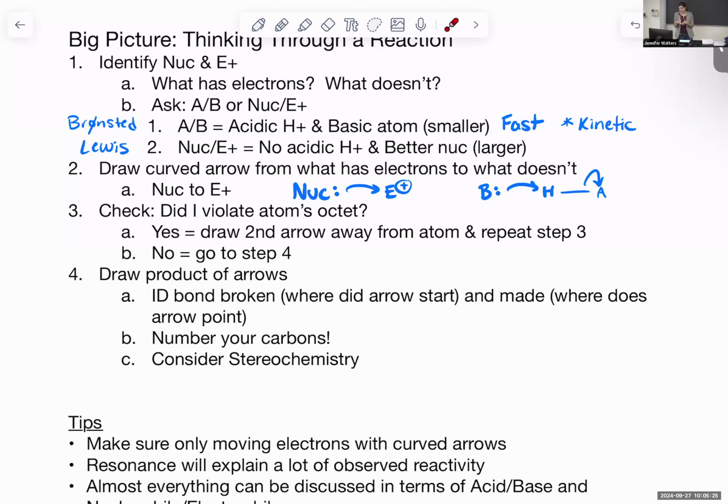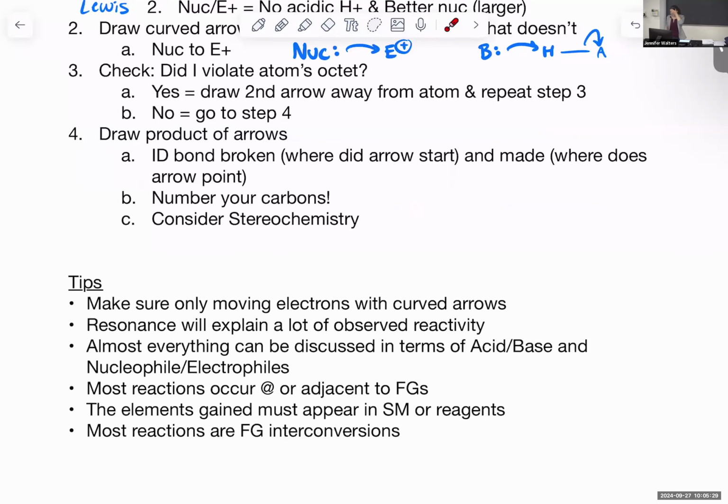Number your carbons, we're going to consider stereochemistry, and we'll finish all this out next week.